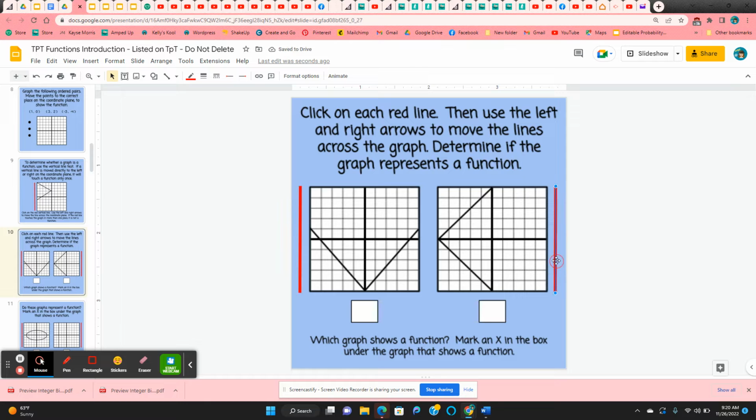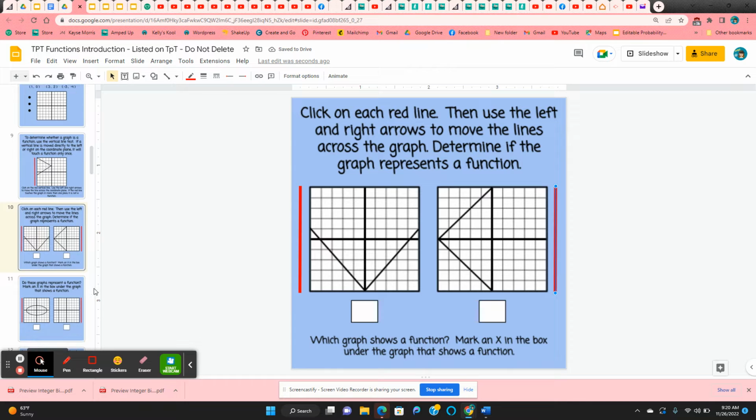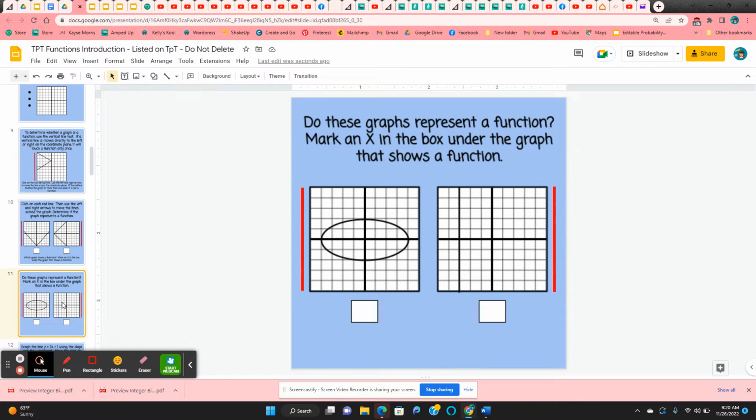The second one, same thing, click on it, left arrow. So here they can see that it does touch the graph twice, so it is not a function. I'm just going to type an X in the box below the one that is a function. And I've got 2 more to try.